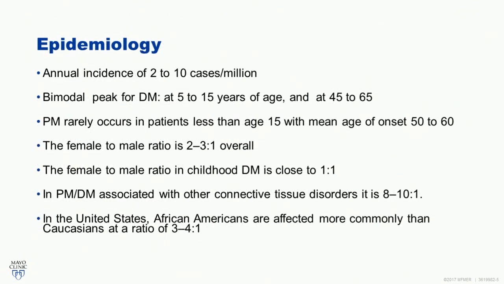It's a rare disease. As you can see, the incidence is very rare. Dermatomyositis has a bimodal peak, children and adults. Polymyositis is very rarely seen in children less than 15 years old. It's predominantly seen in females, and this difference between genders is more significant in those associated with other connective tissue disease. This disease in the United States is more common in African Americans than Caucasians, and in children, interestingly, the ratio is 1:1.